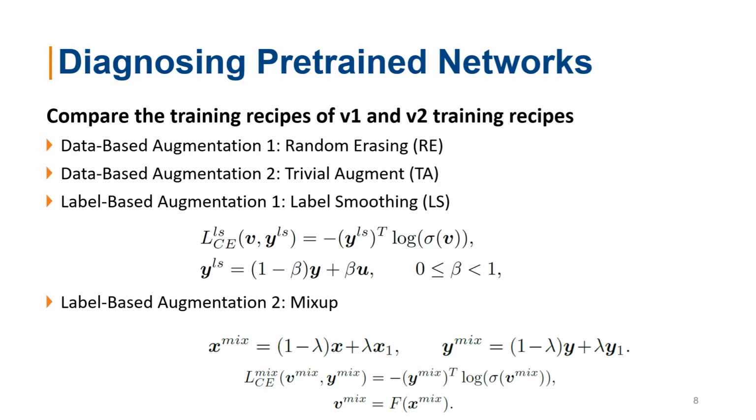So we compare V2 and V1 training recipes. Several data augmentations are added. There are two data-based augmentations, random erasing and TrivialAugment, which only change the input data, and also two label-based data augmentations, label smoothing and mix-up, which change the input data and also the labels.